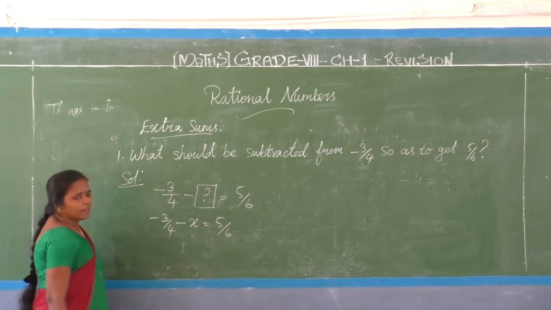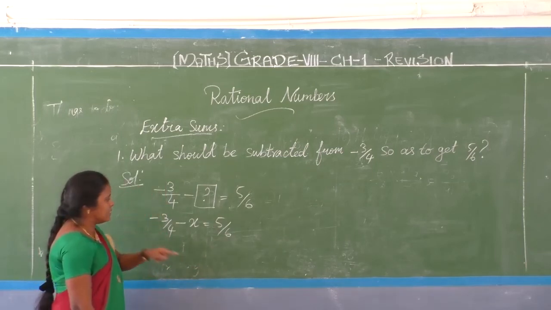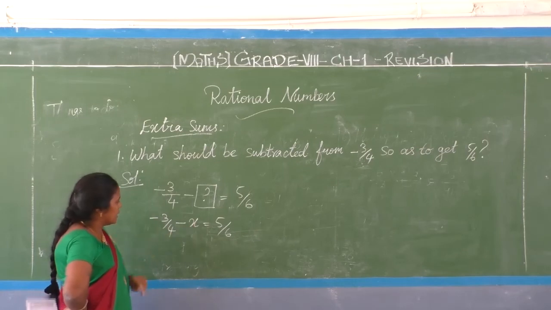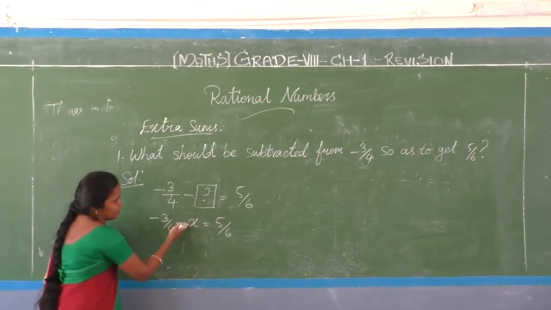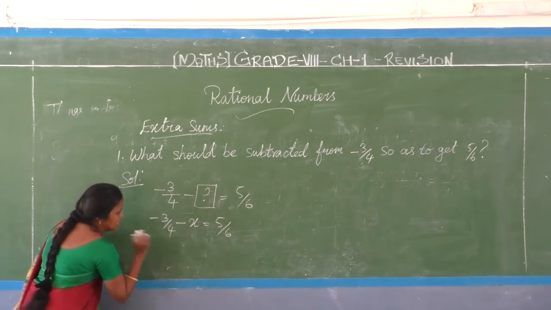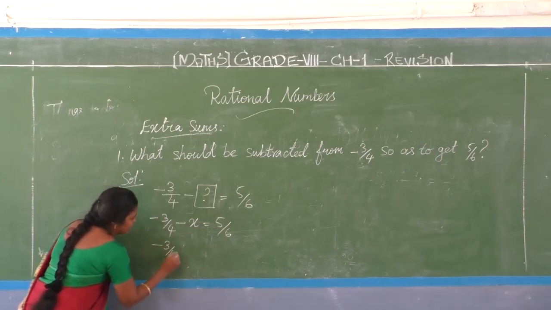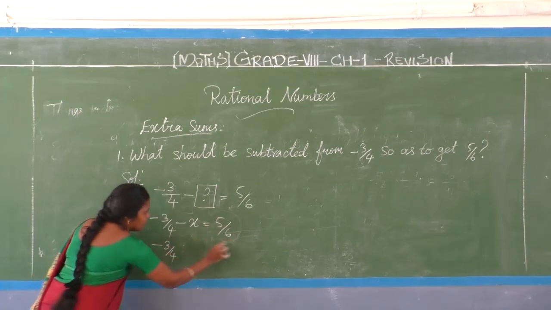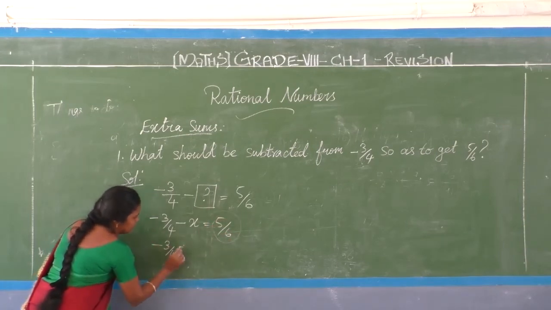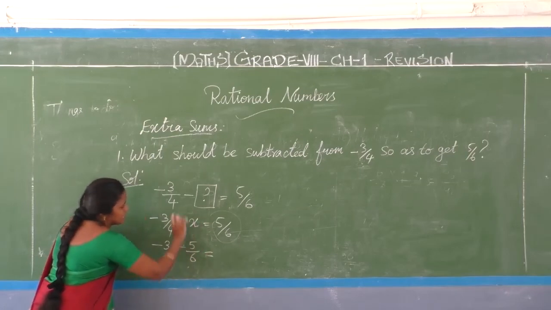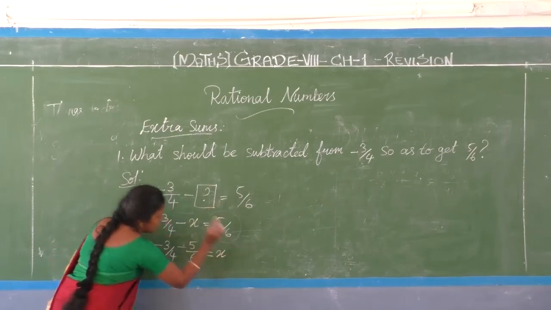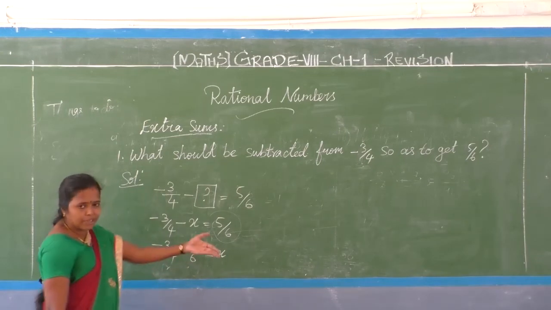How to solve the linear equation? Recall your second chapter, solving linear equations. Bring the constant to one side and keep the variable part on one side. By the transposition method, how does it come? Minus 3 by 4 plus 5 by 6, if you shift it here, comes as minus 5 by 6. Minus x, if you take the opposite action, goes to the 6. So all the constant parts are on one side, variable parts on one side.